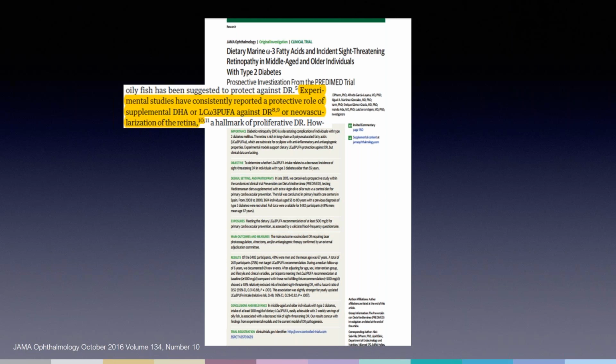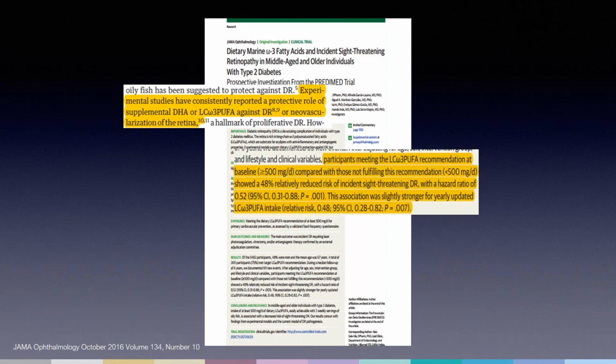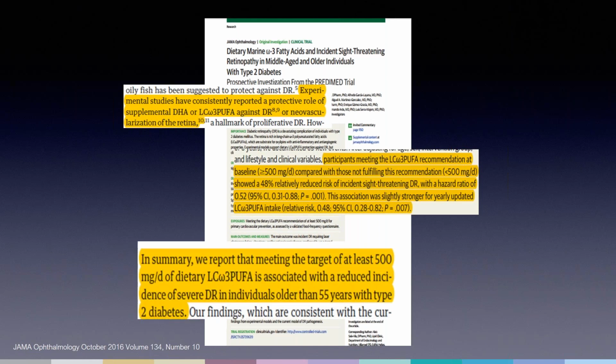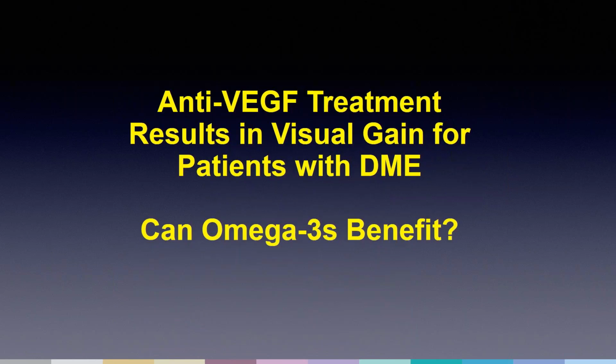So previous studies have shown a protective role of supplemental DHA or omega-3. This study confirms that the 500 milligram per day dosing of omega-3 decreased sight-threatening diabetic retinopathy. So the authors recommended that patients who are older with type 2 diabetes meet a target of at least 500 milligrams per day of dietary omega-3 fatty acids. And that's what I agree with and recommend as well to my patients.